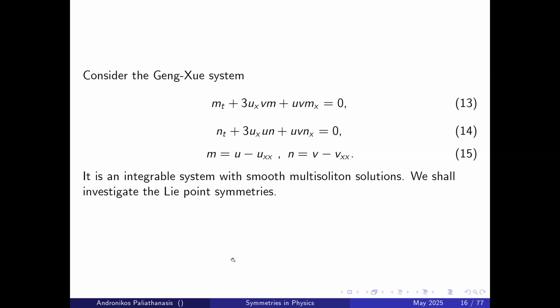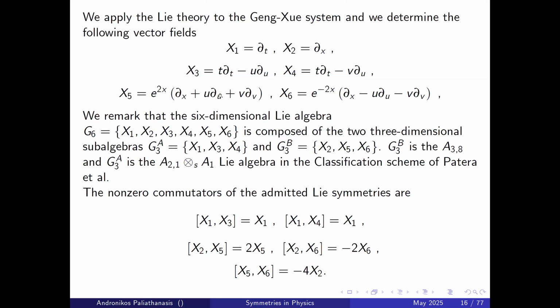Okay. Let us see now some simple applications. Let us assume a nonlinear system of PDEs, known as the GenQS system. This is an integrable system with smooth multi-soliton solutions, well known and well studied in the literature. So we shall investigate the Lie point symmetries for this system. Now, we apply this theory. I omit the calculations, and for the GenQS system we found this set of 6 symmetry vectors.